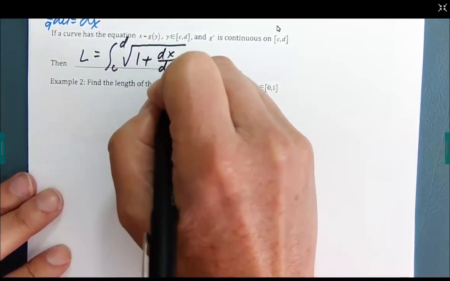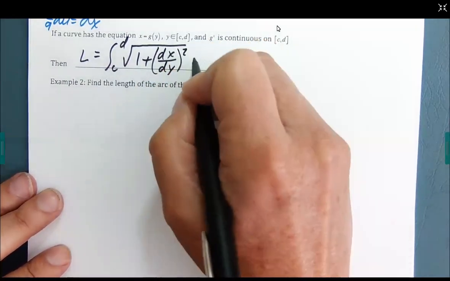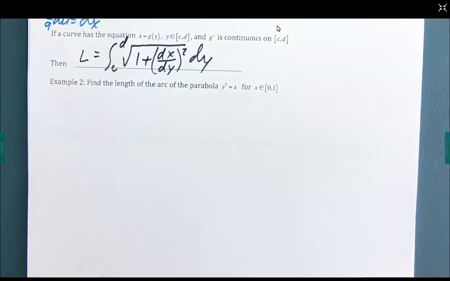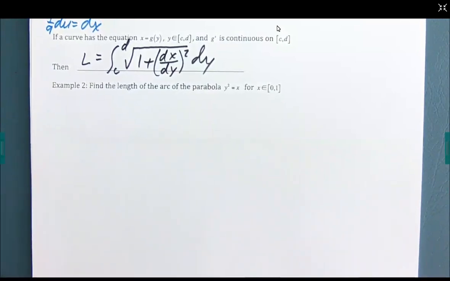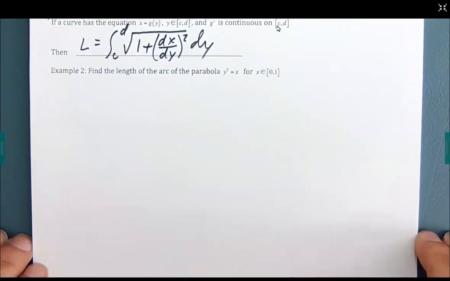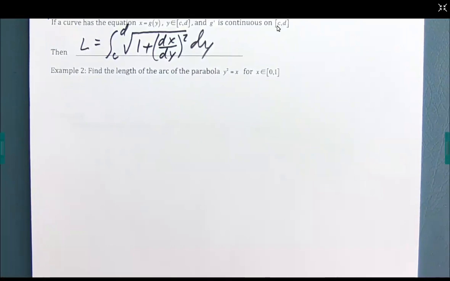dx over dy squared dy. So you can see it's pretty much the same formula as before, but now we're doing everything in terms of x as a function of y. And we have our example here. We have that y squared is equal to x from 0 to 1.